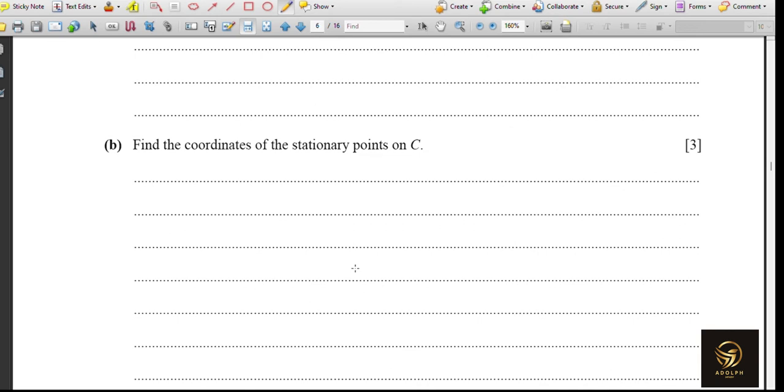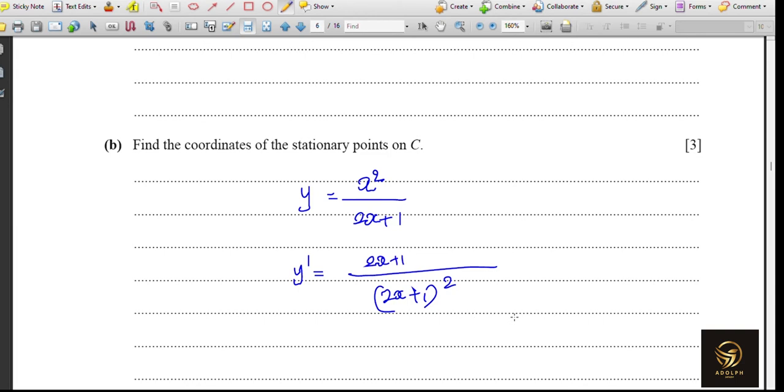Find the coordinates of the stationary points on C. To find the stationary points, we have to differentiate and equate with 0. So y is given as x squared divided by 2x plus 1. Then we have to find y dash. Since it is in u by v format, the denominator will be squared, then v u dash, so 2x plus 1 will remain the same, and x squared differentiated gives 2x, minus u v dash, so x squared will remain the same, and 2x plus 1 differentiated gives 2.